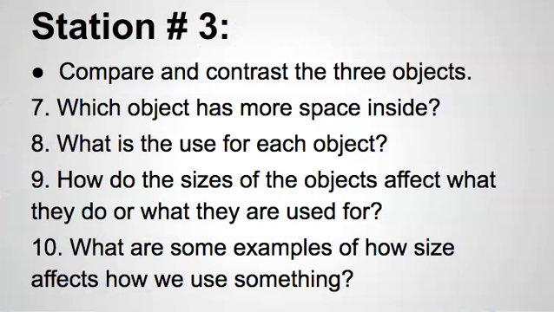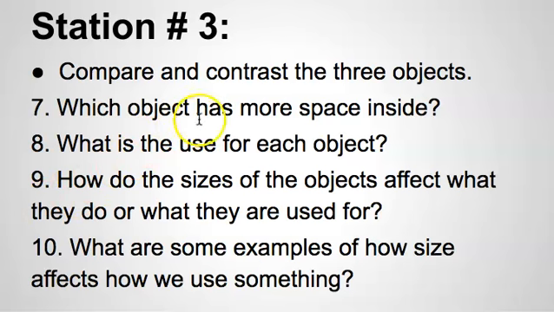Again, make sure you have complete sentences. Don't skip anything. So you're supposed to compare and contrast the 3 objects. Now, if you were in the lab, you would know that there's actually 5 graduated cylinders. One was really tiny, and I had the very, very large one. So which object has more space inside? How did you answer this? You could have simply said the largest object had more space inside. So a complete sentence, complete thought would say the larger object had more space inside.